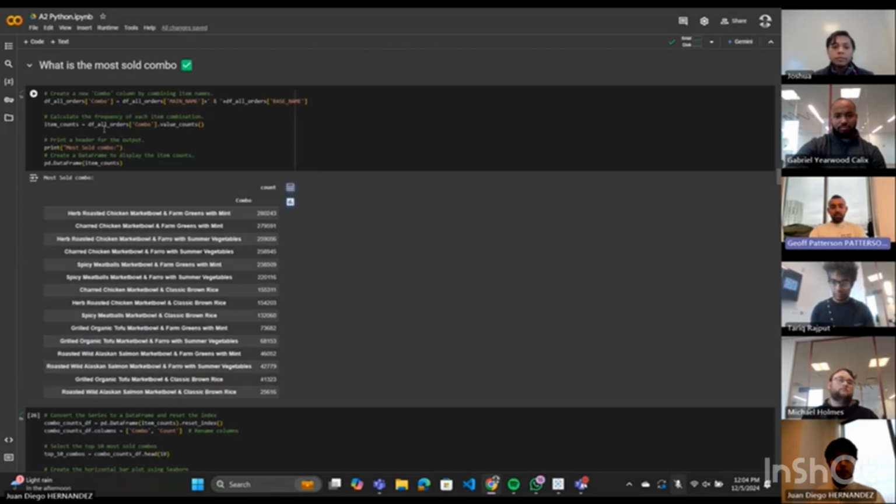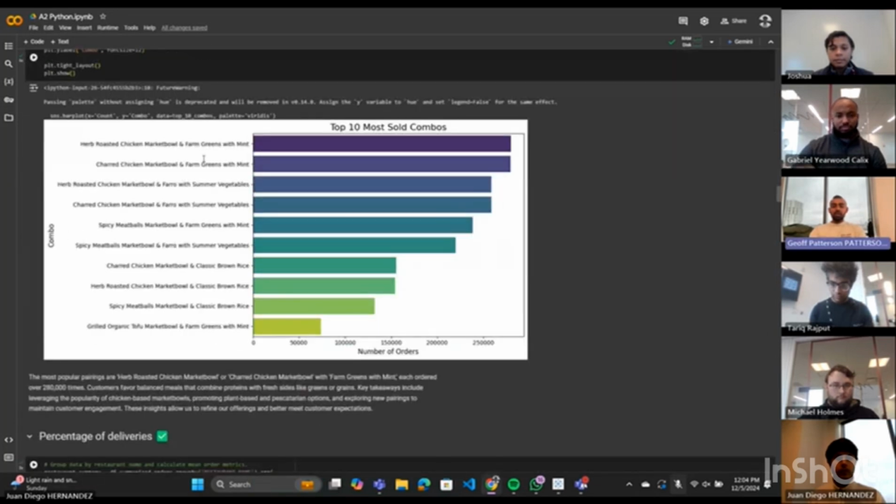Looking at combos, we concatenate the main and base name. The most popular pairings are herb roasted chicken market bowl or charred chicken market bowl with farm greens with mint, each ordered over 280,000 times. Customers favor balanced meals that combine proteins with fresh sides like greens or grains.